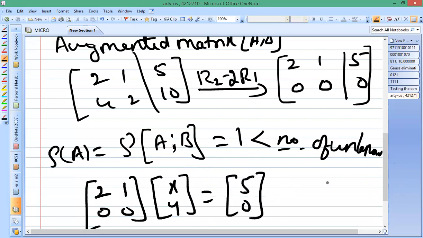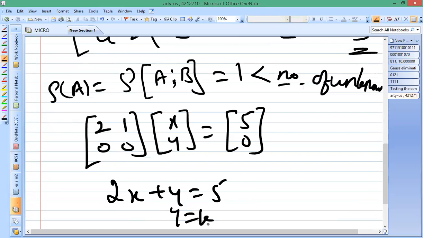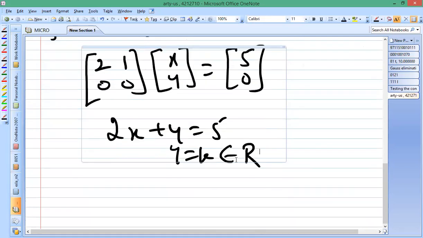Whatever reduced form you have obtained for the augmented matrix, we just copy that. Having this, it implies 2x plus y is equal to 5, but the second row is 0. So we will get only one equation. So you can assume a value for any one of the variables. Suppose you assume y is equal to k, where k can take any value which belongs to the real numbers. Real numbers in the sense it includes what?